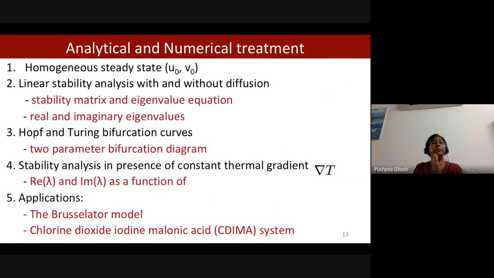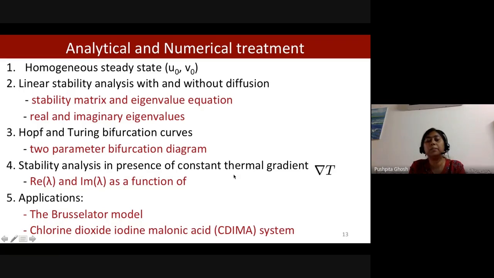So now we follow the usual procedure. Find out the homogeneous steady state of the system, without any temperature gradient or without diffusion, carry out a linear stability analysis with and without diffusion, find out the stability matrix, eigenvalues, and find out whether there are real and imaginary eigenvalues, meaning the growth of the perturbation.